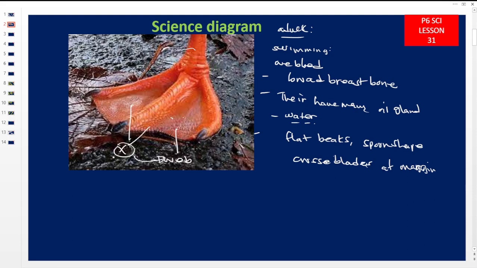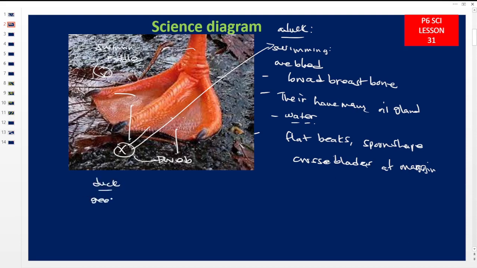Structure X is a web, found in the group of birds that belong to the swimming birds. Now how important is this structure X? It enables this bird to swim in water by acting as a paddle. Are we getting that? And apart from this duck, this is a domestic swimming bird.